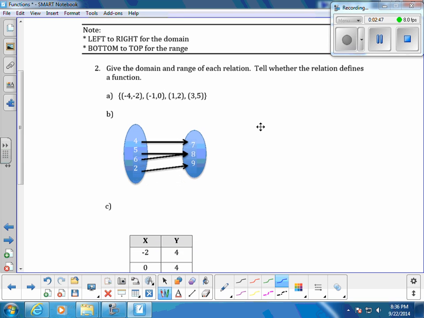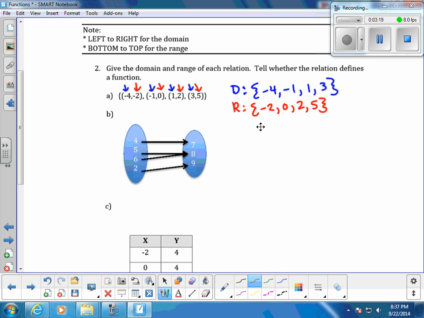Okay, but first of all, we're going to start off with the most basic relations. And so your domain is all your x values. So it would be -4, -1, 1, and 3. The range is all your y values: -2, 0, 2, and 5.